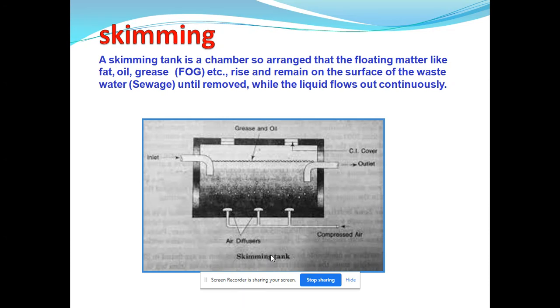The third step of primary treatment is known as skimming. This is the process where fat, oil, and grease, collectively called FOG, are removed so that bad odor can be eliminated. This is done with the help of a skimmer, where a skimming tank is a chamber so arranged that the floating matter like fat, oil, and grease rises and remains on the surface of the wastewater until removed, as compressed air pushes from the air diffusers while the liquid flows out as effluent continuously.